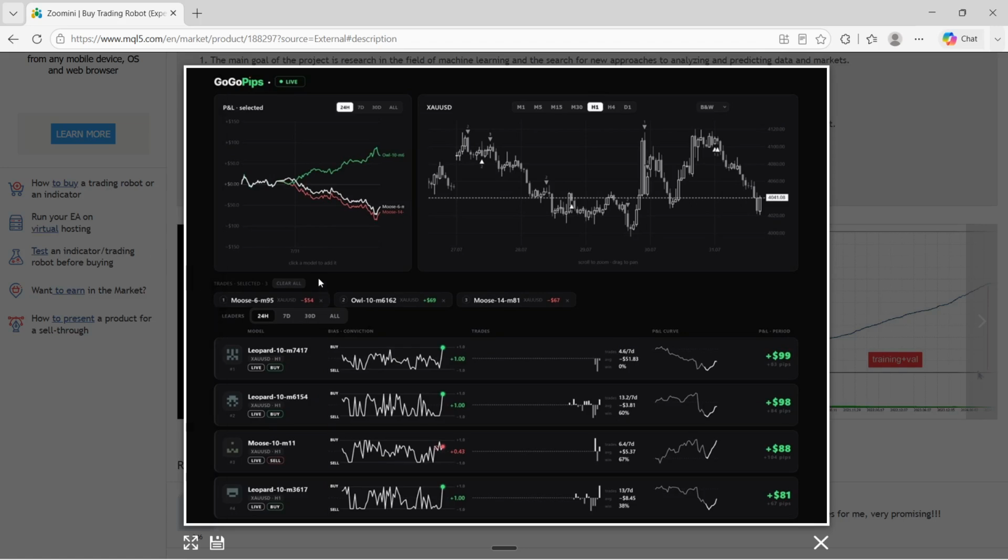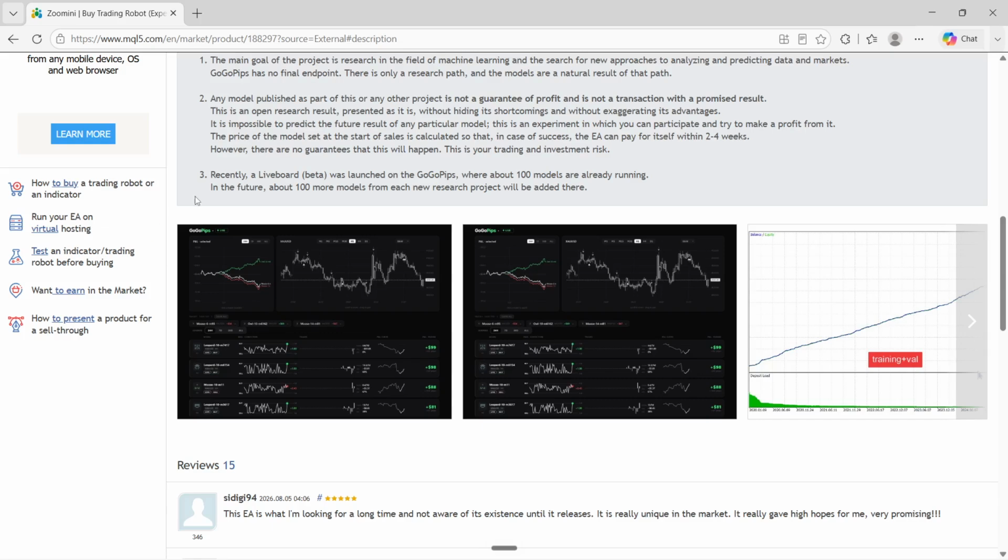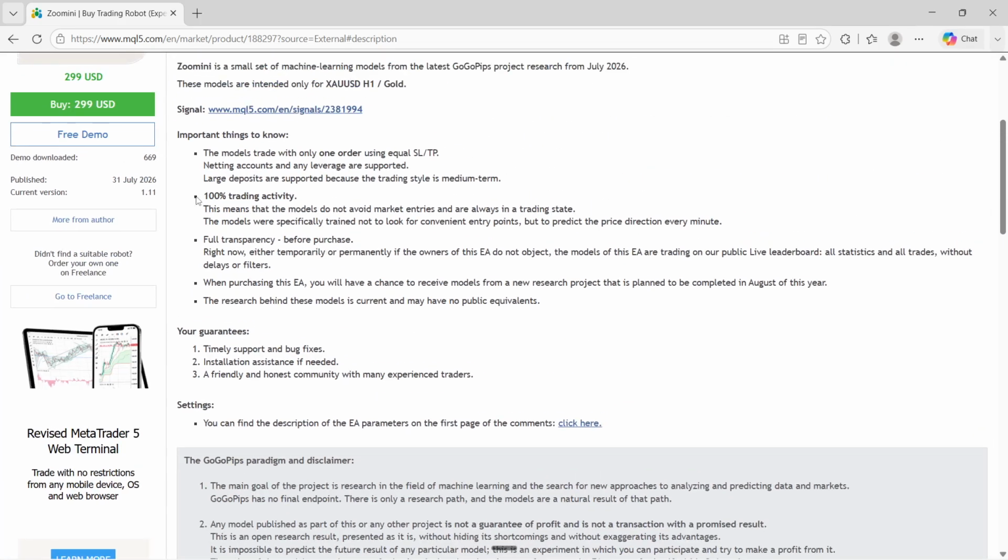Equal SL/TP and the single order rule keep individual trade risks defined and prevent position stacking. That's a clear positive actually compared with grid or martingale systems. However, continuous exposure still carries the risk of sequences of losses if the model's directional predictions are wrong for an extended period.